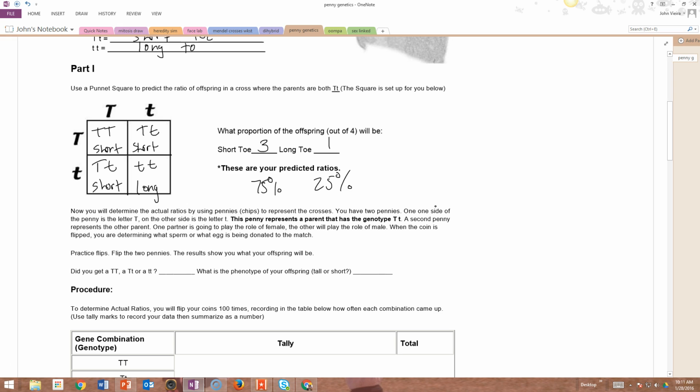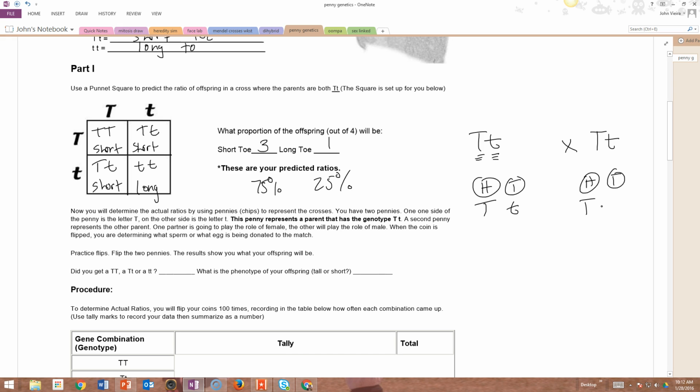So you'll have 2 pennies or 1 penny, flip it twice. If it flips heads, that's like getting the dominant. So the first parent will flip the coin. Since they're heterozygous, the heads would represent this allele and tails would represent that allele. So if you end up getting the tails, it's the short. And then you'd flip the coin a second time, or flip a second coin. It doesn't matter. Same scenario.